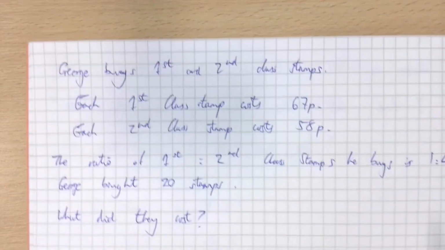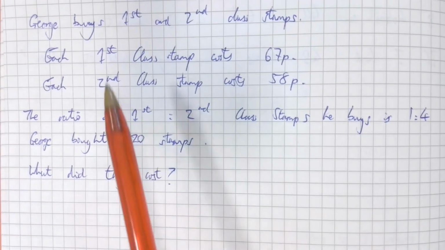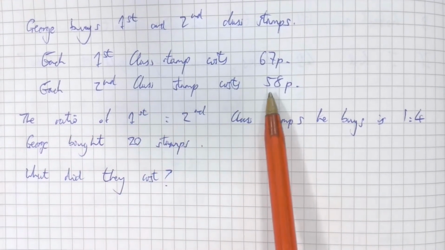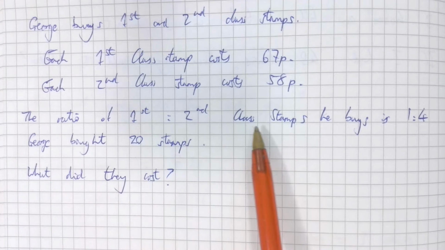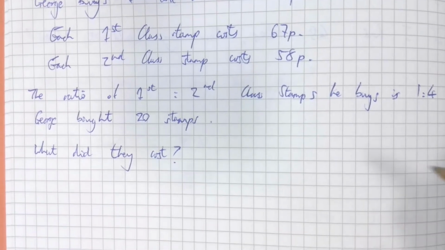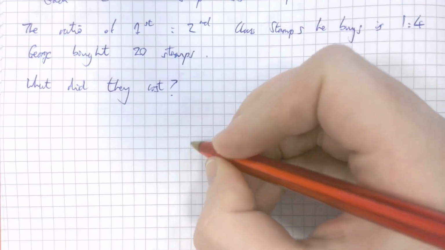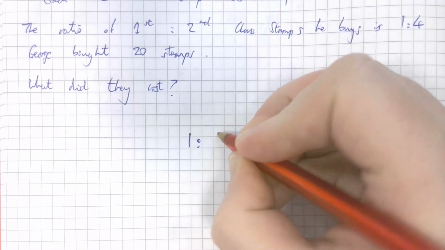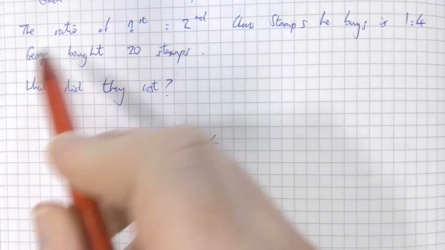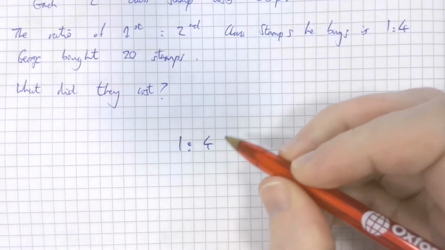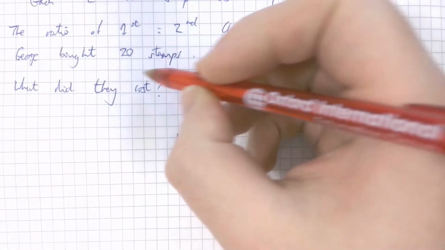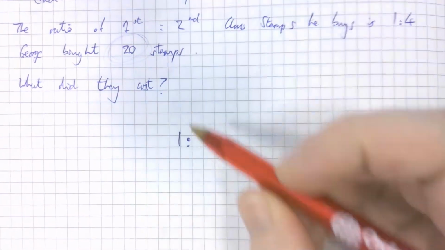Next question, a little bit more complex this. George buys first and second class stamps. Each first class stamp costs 67p. Each second class stamp costs 58p. The ratio of first class to second class stamps he buys is 1 to 4. He bought 20 stamps. What did they cost? Okay, so this is one of those versions of the stuff I was talking about in our class today. In other words, 1 to 4 is a simplified version of the actual numbers of stamps that he bought. Can I express this ratio in a way that the shares add to make 20? Yeah, that's what I'm looking to achieve here.